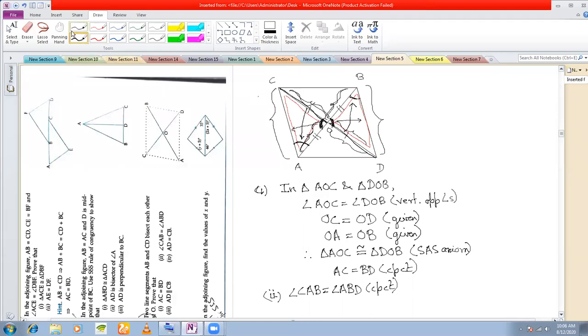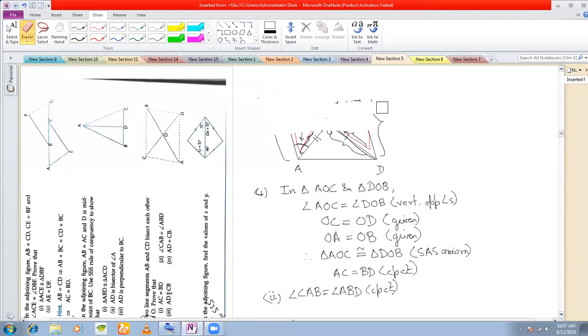So I think I'll erase this problem in order to proceed further, because a lot of marks are there. I cannot proceed with this figure. Let me redraw this.